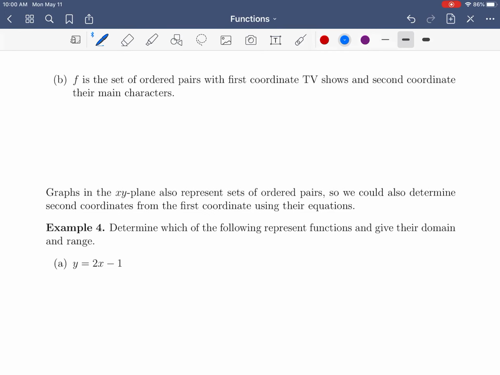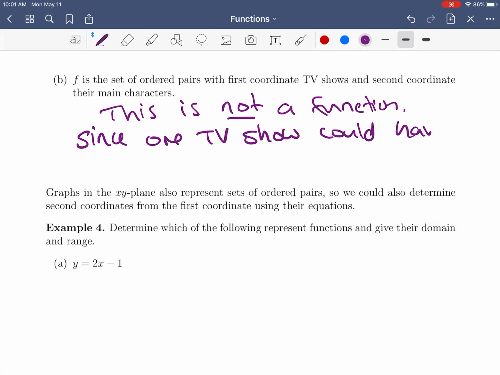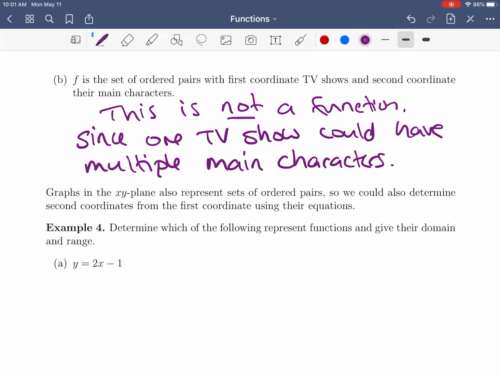Okay, another one. F is a set of ordered pairs where the first coordinate is a TV show and the second coordinate is a main character. I would argue here this one is not a function, since one TV show could have multiple main characters. Because then a TV show could be paired with more than one y coordinate. So that would make it not a function.